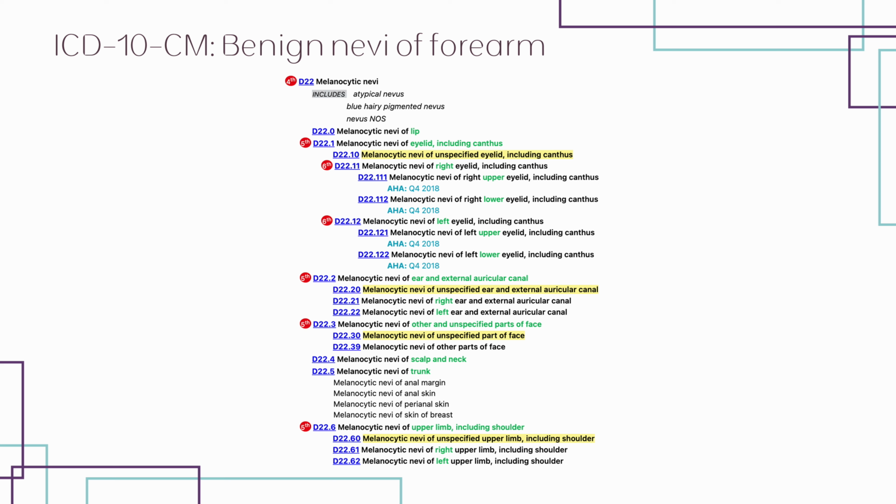Before we move on to the next code, we should also check the beginning of category D22 to make sure that there are not any important notes that we should take into consideration. For this category, we have no exclusion notes, use additional code notes, or code first notes. So now we can move on to our next code.